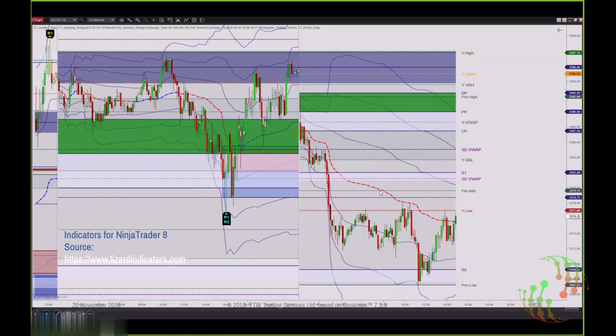You also have it on the chart. Look here. Most of the time they are hitting the VWAP.